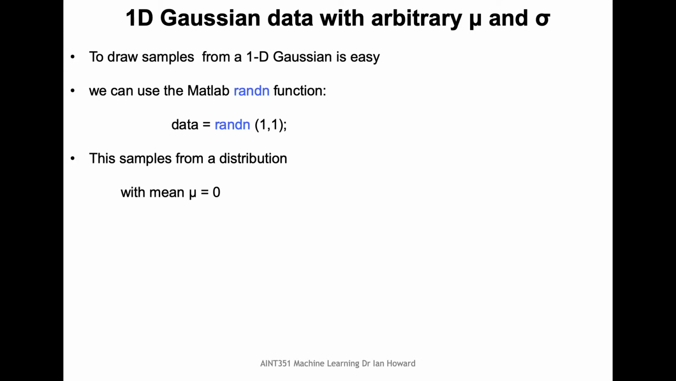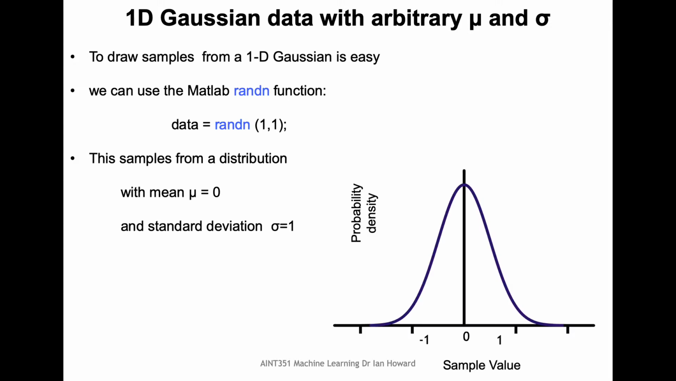Important thing to note is the mean of the distribution it's sampling from is 0, and the standard deviation is 1, right? So if we plotted that out, maybe the density would look something like this. The standard deviation values are plus or minus 1 around the center point of 0.